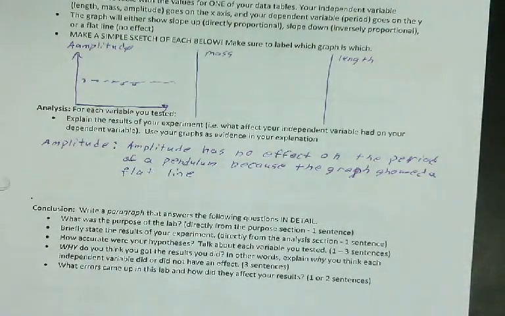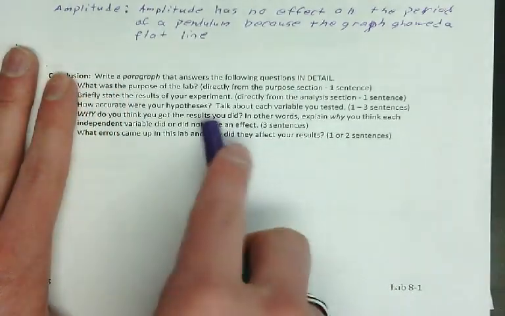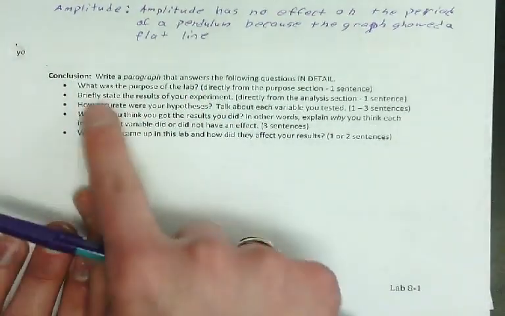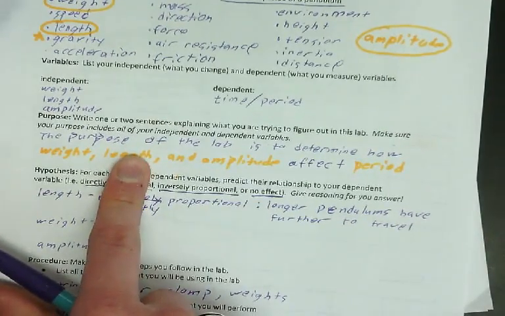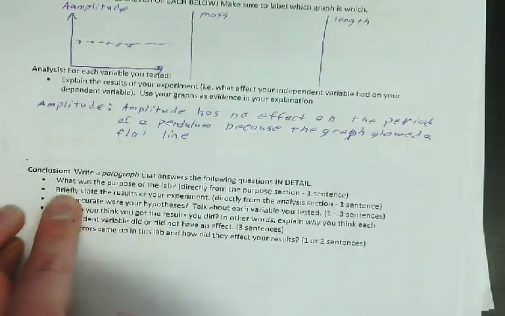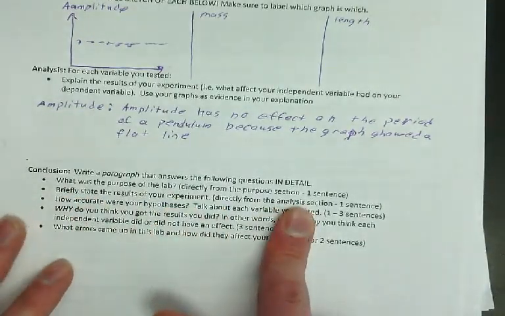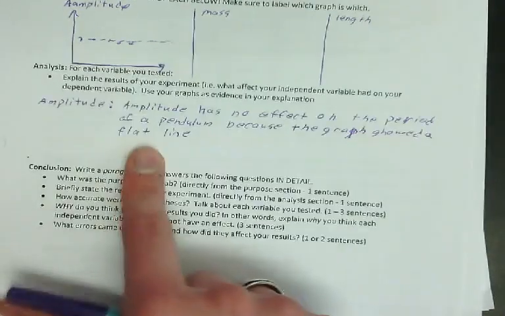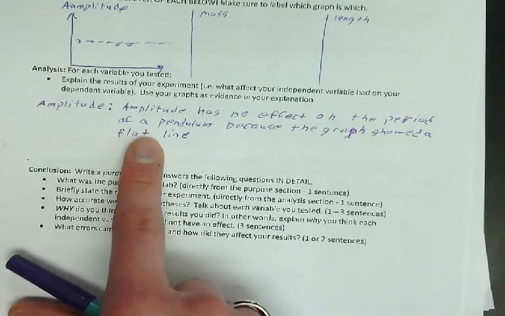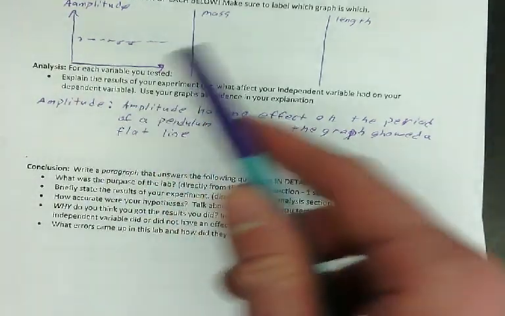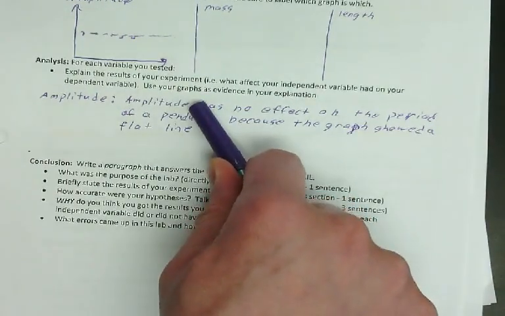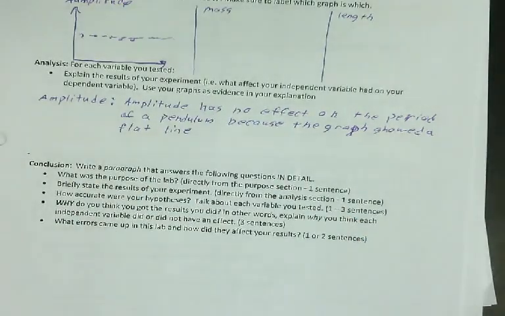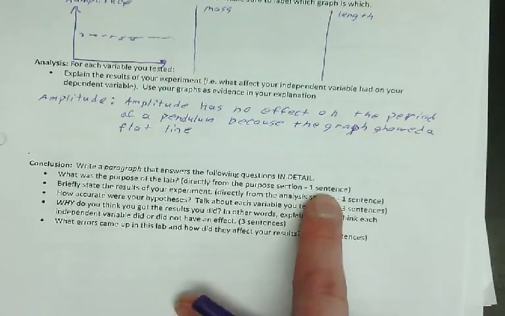Okay? All right, then for the conclusion. So write a paragraph that answers the following questions in detail. First one, what is the purpose of the lab? Directly from the purpose in section 1. So you go to section 1, you find your purpose, you copy it down. That's step 1. Okay. Step 2, briefly state the results of the experiment. So this is directly from the analysis section. One sentence. So you're going to tell me, what did you learn? I'm going to learn amplitude had no effect. So you would say the results of the experiment were amplitude had no effect on the period of the pendulum, mass had whatever, length had whatever. Okay, so one sentence explaining that.